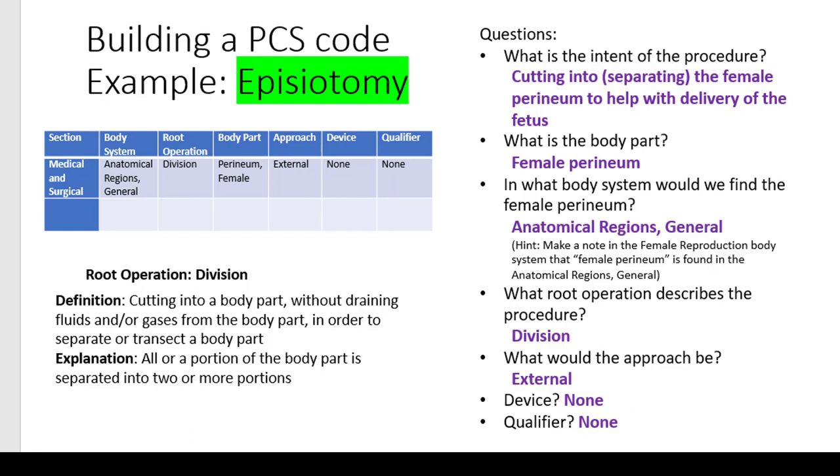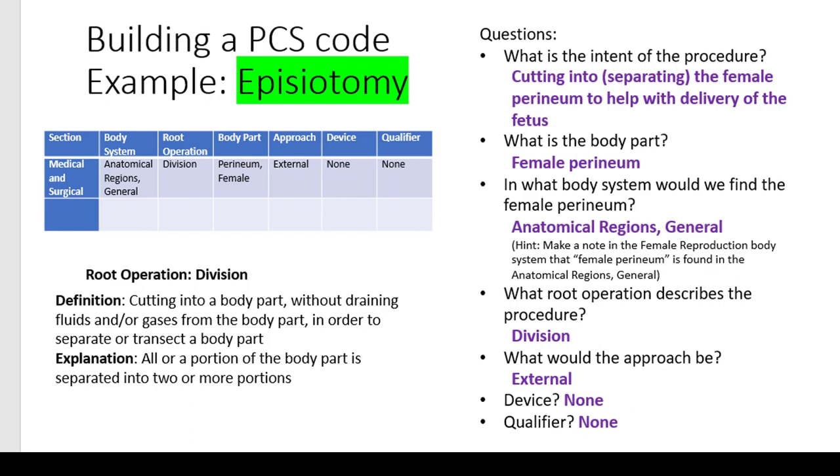What root operation describes the procedure? That would be division. When you read through the full definition of all the root operations, division fits the bill here, cutting into a body part without draining fluids or gases in order to separate the body part. And the further explanation is all or a portion of the body part is separated into 2 or more portions. Basically, you're cutting a perineum, you're cutting a body part in order to allow the baby more room to come through the birth canal.